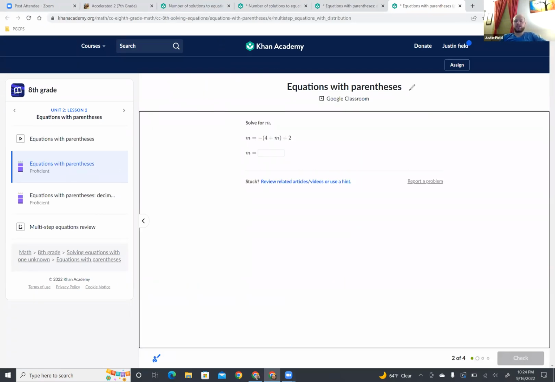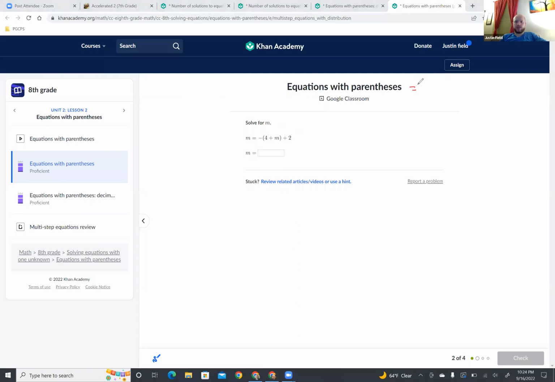So parentheses, that means we are going to be using that good old distributive property. You like the distributive property? I do. It's kind of fun. Get to throw that number over, multiply. And so that negative there is like a -1. Okay, so negative times 4 is a -4. Negative times m is a -m. And then that 2 is there. And then we have this m on the side.